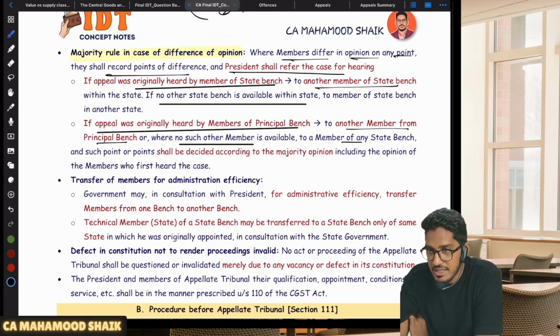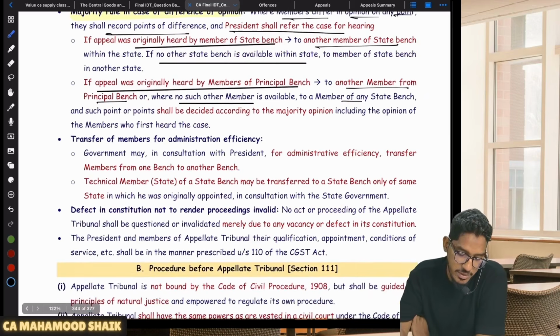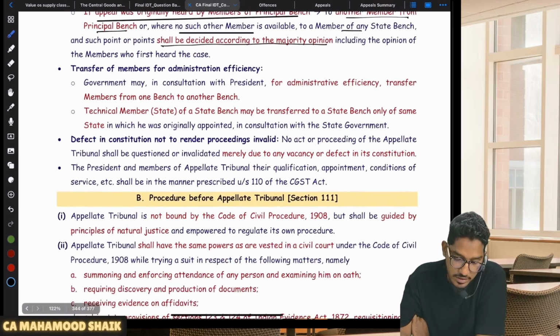Anyhow, once one person gets added, a majority will come. Two are there, with a point of difference. This one person will take a decision, the majority will come, and the decision will be implemented. Such point or points shall be decided according to the majority opinion.